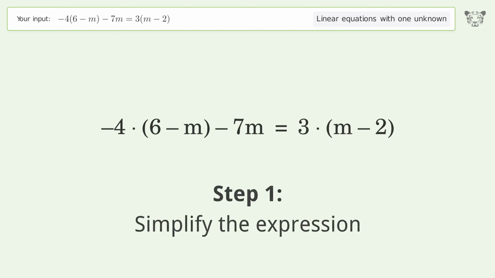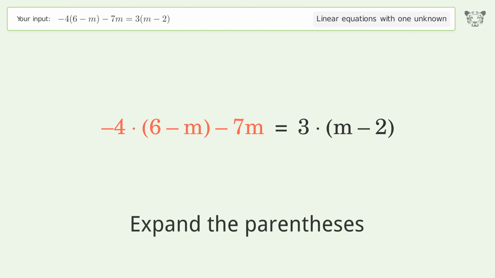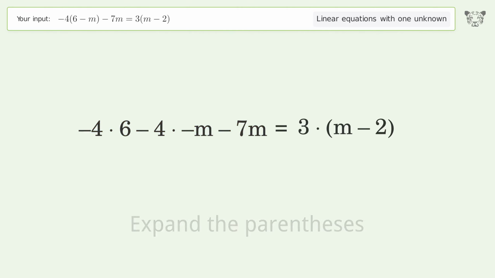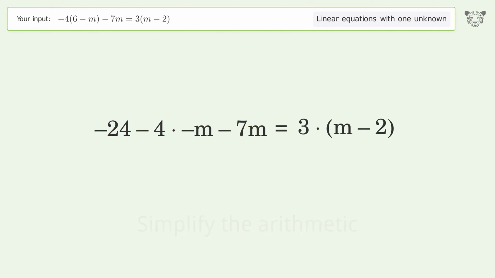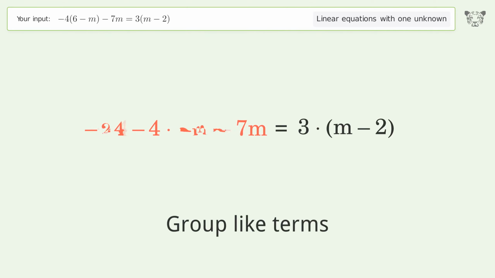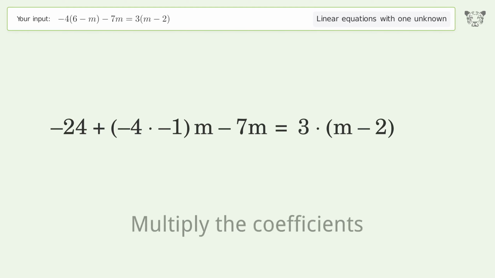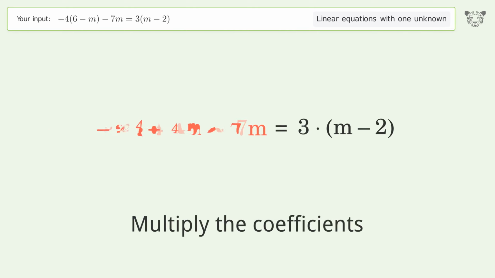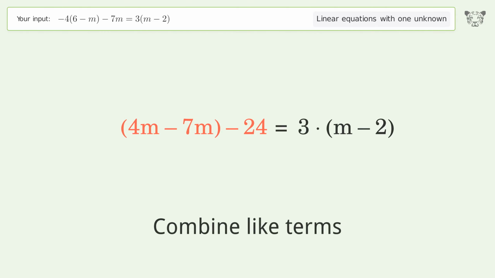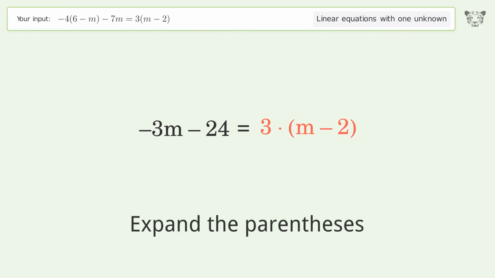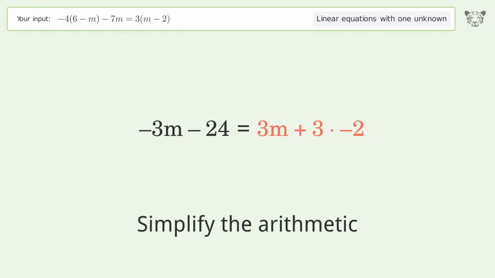Simplify the expression. Expand the parentheses. Simplify the arithmetic. Group like terms. Multiply the coefficients. Group like terms. Combine like terms. Expand the parentheses. Simplify the arithmetic.